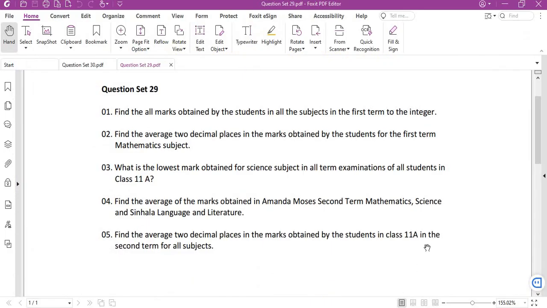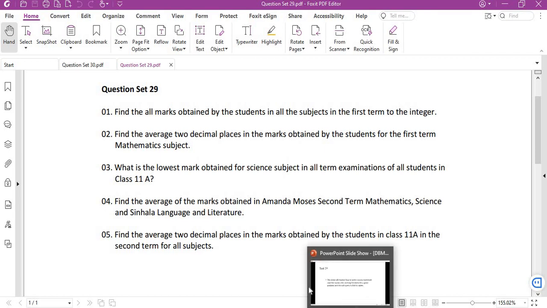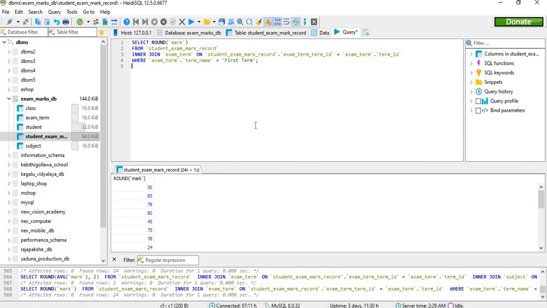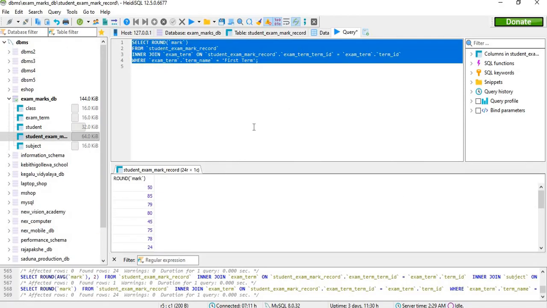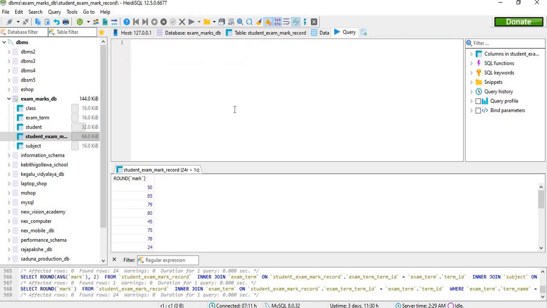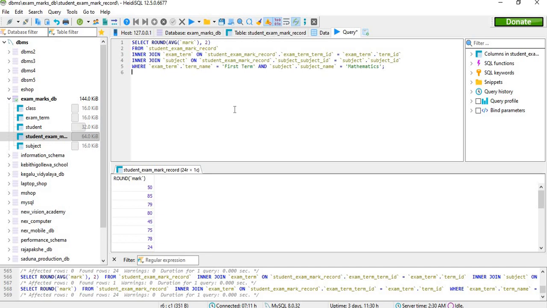Find the average to 2 decimal places in the marks obtained by the students for the first term mathematics subject. So we will find the average marks of the students to 2 decimal places of the subject mathematics in the first term. So I will delete this query and write the new query here. So this is my query statement to find the average mark into 2 decimal places.